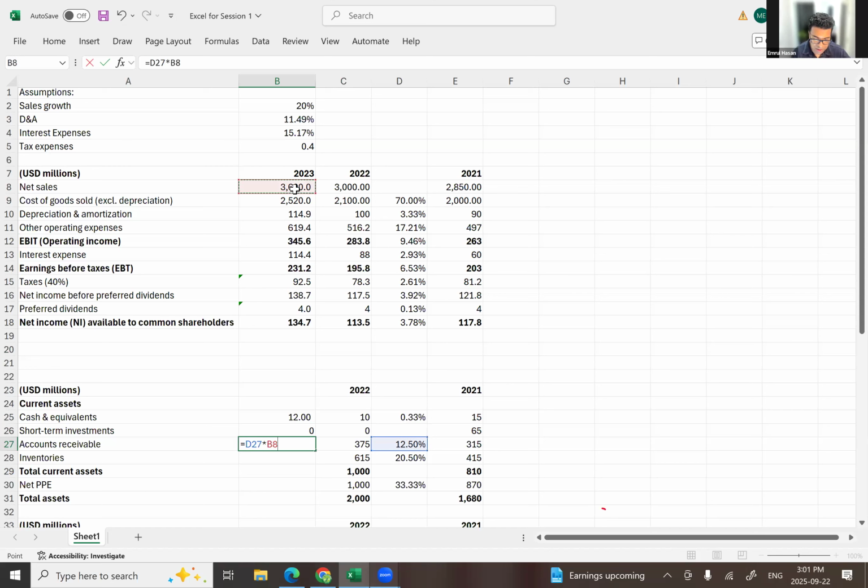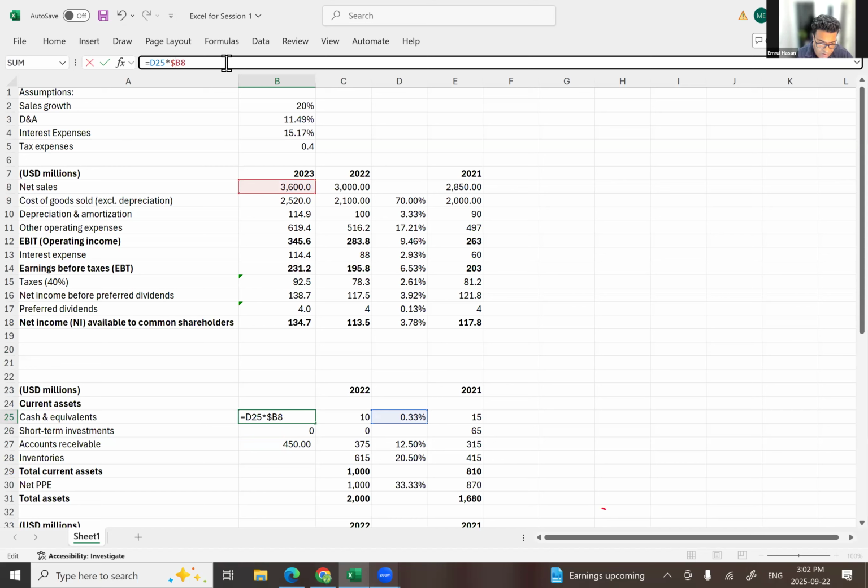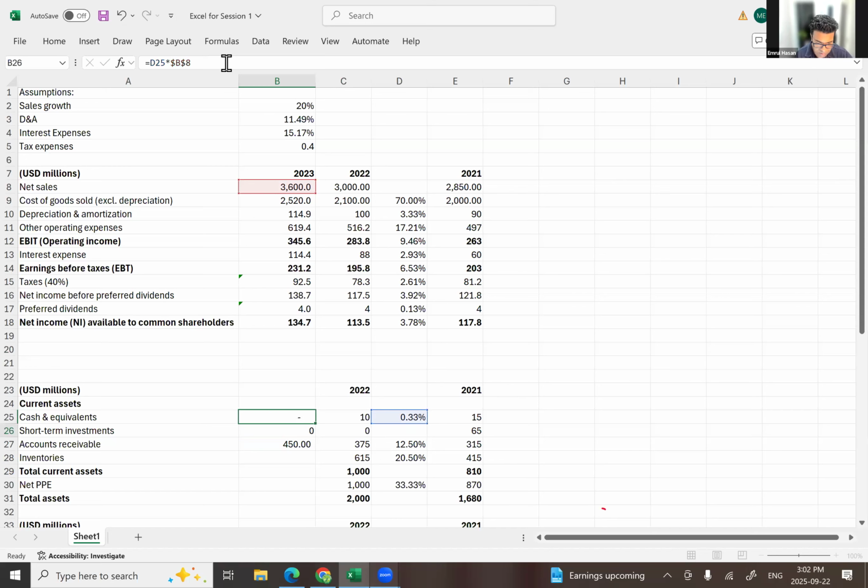Again, you could just copy and paste by fixing the cell also. Let me show you what I mean. Just makes your life a little faster. So I'm fixing that cell, which is sales of that year. So I can just copy and paste whatever was supposed to be percentage of sales.